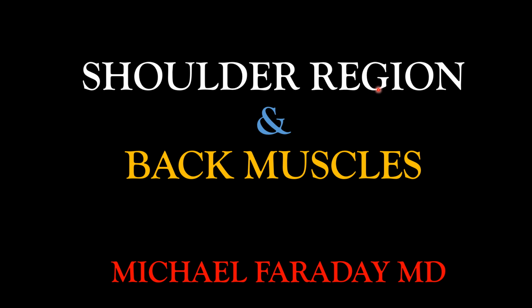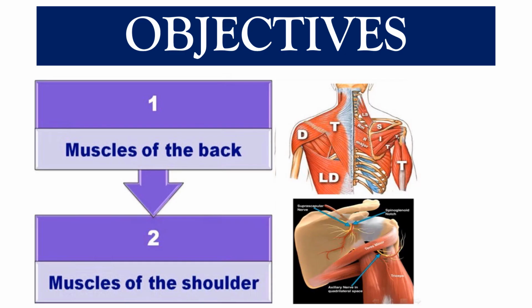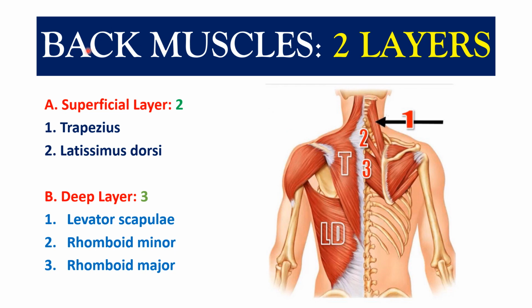Okay, so let's go into today's tutorial, the anatomy of the shoulder region and also the back muscles. So this is going to be our objectives. We'll look at the muscles of the back and then also the muscles of the shoulder. So the back muscles, we have two superficial layers or two superficial muscles, and then we have three deep muscles or three deep layers.